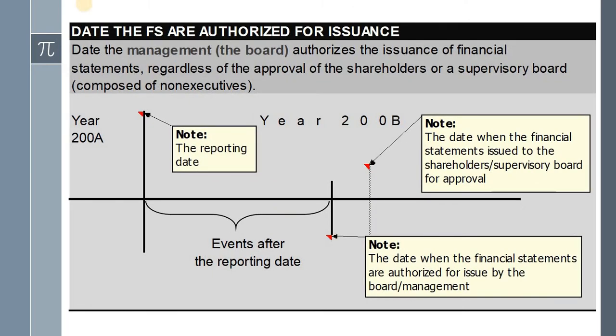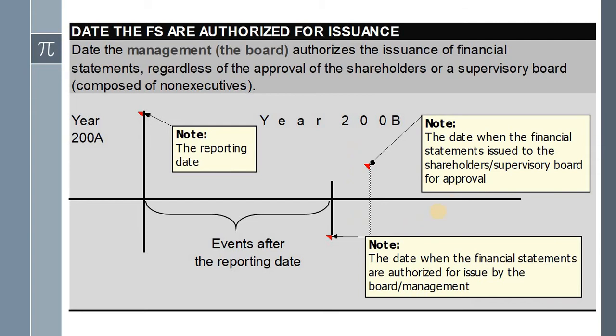So what is the date the financial statements are authorized for issuance? So this is the date the management or the board of directors authorizes the issuance of the financial statements, regardless of the approval of the shareholders or a supervisory board that is composed of non-executives. So always remember that the date the financial statements are authorized for issuance is based on the authorization given by the board of directors of the corporation or its management.